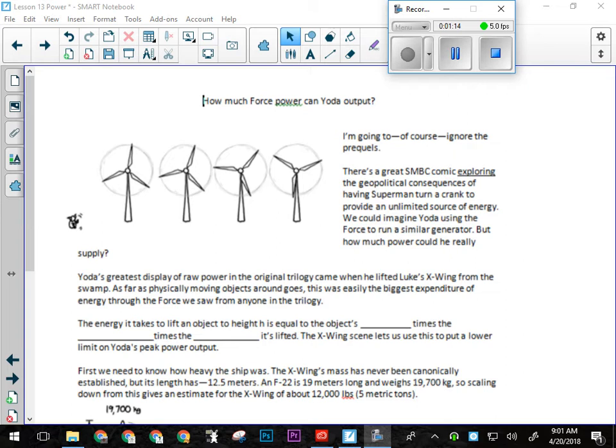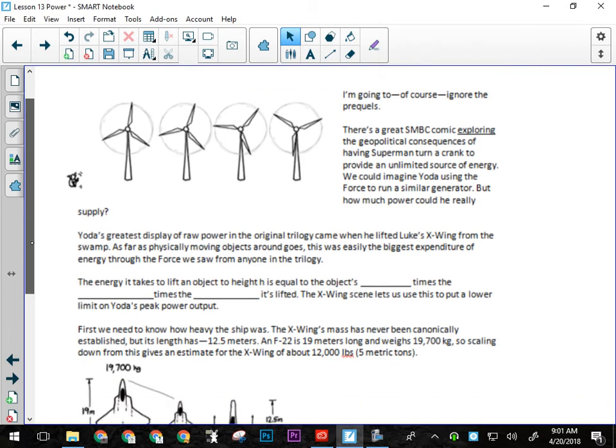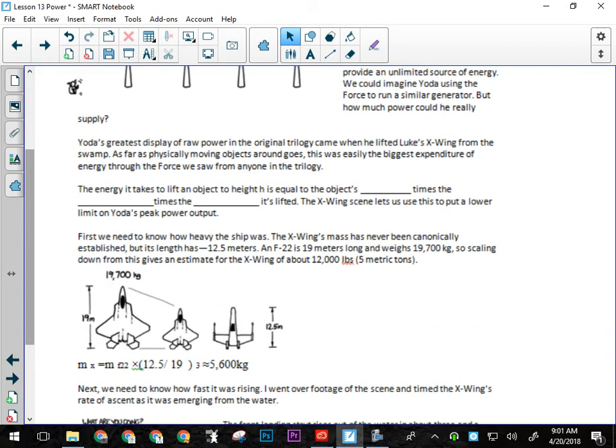Okay, so we've now seen the video where he lifts the X-Wing out of the water, moves it over, kind of just makes it fly horizontally and then sets it down. As far as physically moving objects goes, this was easily the biggest expenditure of energy through the Force that we saw from anybody in the original.